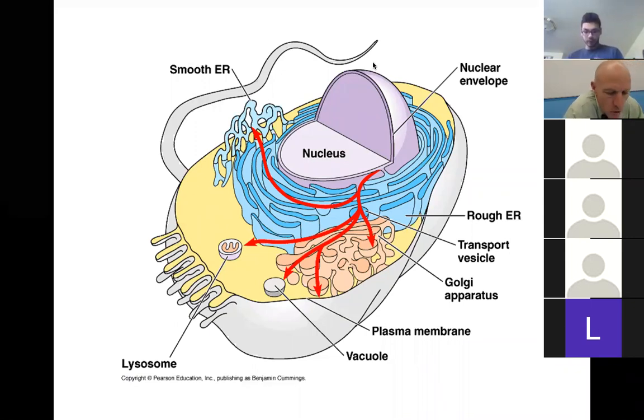This idea of this endomembrane system. Now remember, eukaryotes, Gael told us, have membrane-bound organelles. And all of these organelles that you're seeing here are membrane-bound. We think that they all came about from the same origin some 2 million years ago, right? This was the folding of the cell membrane.